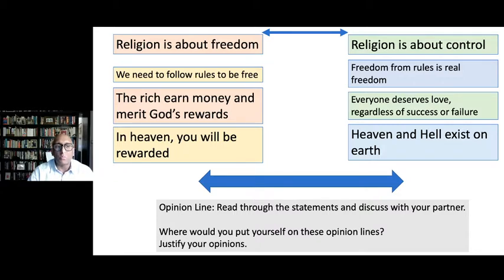The rich earn money and merit God's rewards. Everyone deserves love, regardless of success or failure. In heaven, you will be rewarded. Heaven and hell exist on earth. So if you could just pause and work through those, and it's important that you do that because it's already anticipating what the poems will be about. And if you do this exercise, when we read the poems of Blake, you'll find them easier to get into.